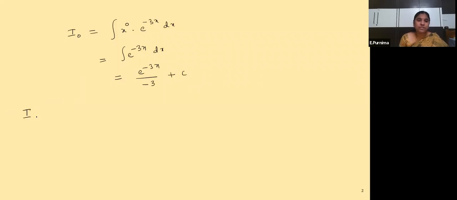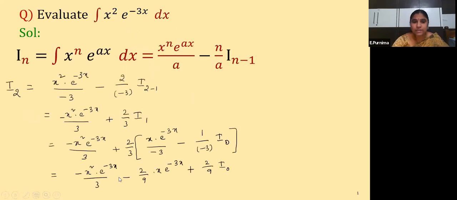So in place of I naught, let us replace this one. I2, which is our question, I2 is equal to integral x square into e to the power of minus 3x dx. This was our question, is equal to, what did we get, children? Minus x square into e to the power of minus 3x by 3. Let us once check here. Minus x square into e to the power of minus 3x by 3 minus 2 by 9 into x into e to the power of minus 3x.